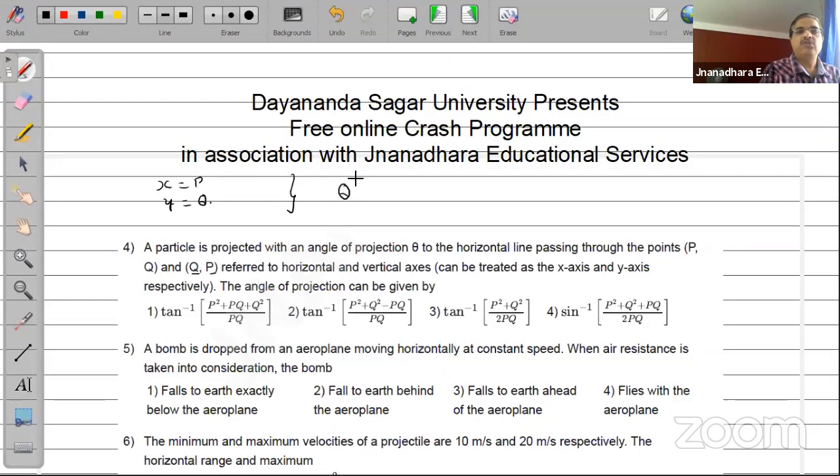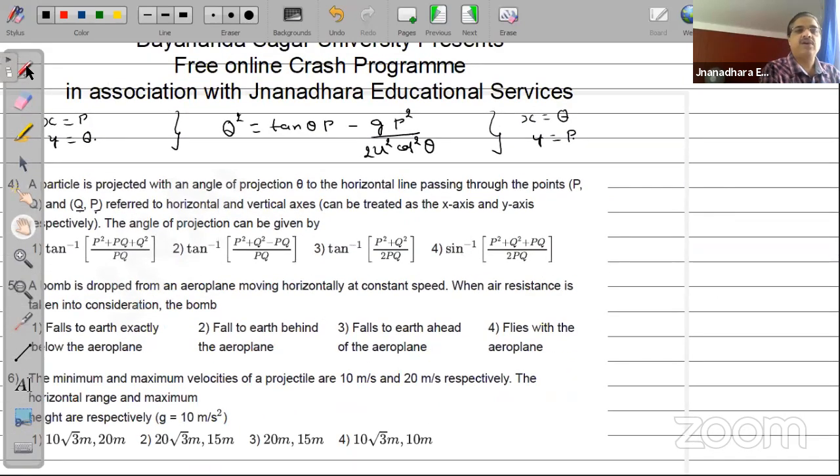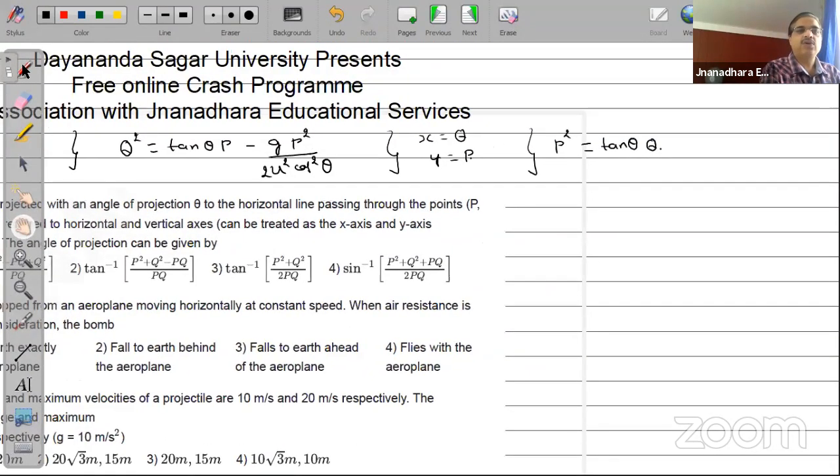And therefore, I can say q = p tan theta - g p square by 2u square cos square theta. Now, you also have another equation, since it passes through the point (q, p) as well. So what can I write? Because it passes through the other point, now x will become q, y will become p. So you will also have an expression: p = q tan theta - g q square by 2u square cos square theta. Are you all getting it?